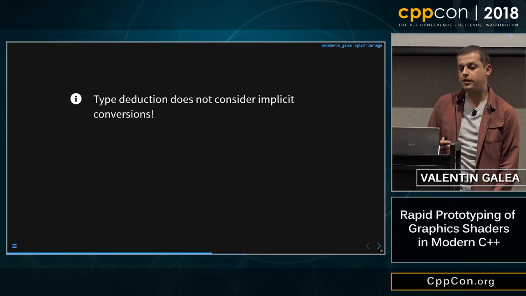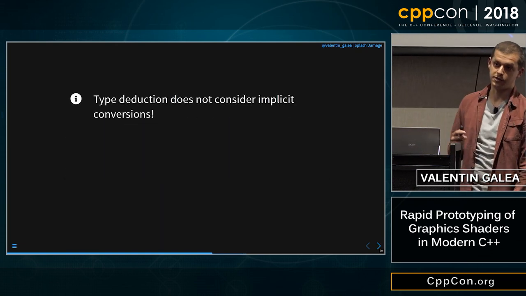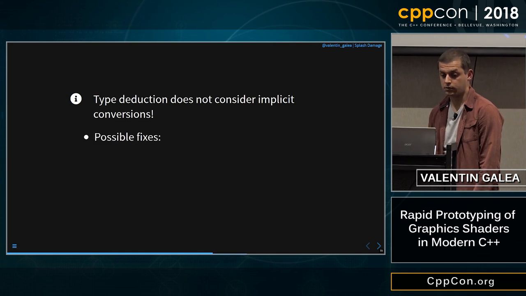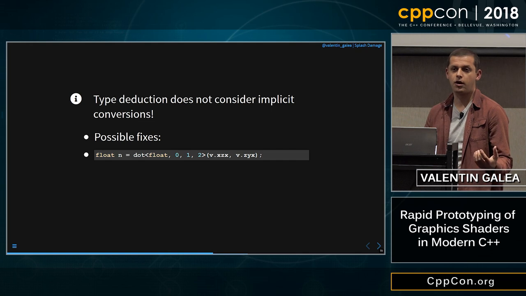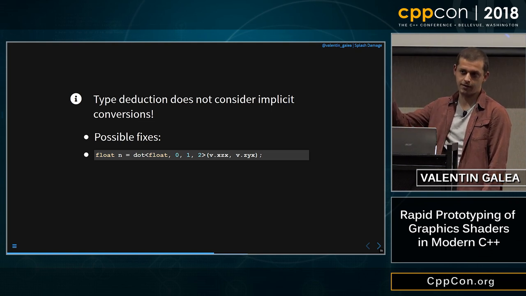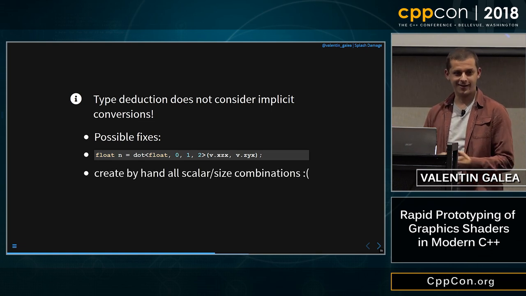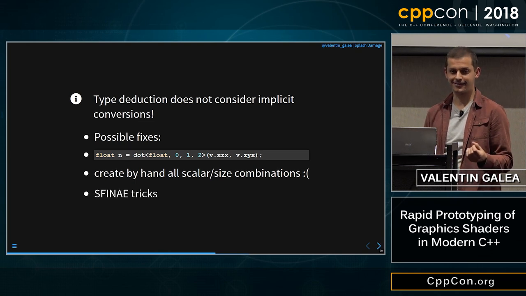Well, it turns out that type deduction does not consider those implicit conversions. So what do we do? Well, we can just call ourselves explicitly, right? It's a dot of float, and here are the indices, which is super ugly. And it totally defeats the purpose of having the shader code pasteable as C++. Or you can create by hand all the combinations, right? Which is also horrible. Or you can do spinny tricks, which I'm going to show anyway.